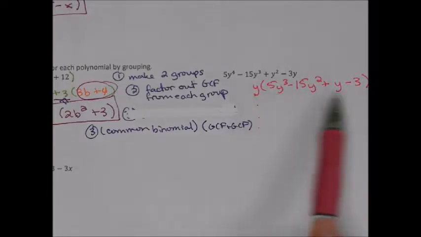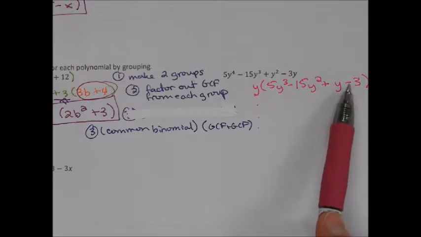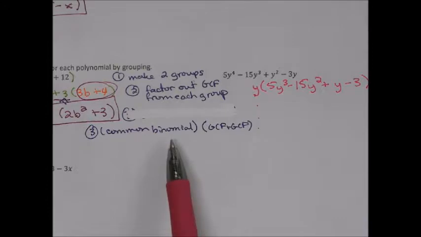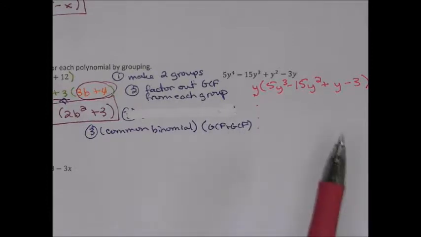I notice in the middle I have 4 terms. So I'm going to make my 2 groups, factor out the GCF from each group, and do my common binomial GCF. So let's make our 2 groups.